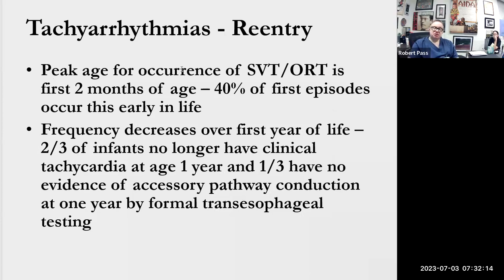The peak age of occurrence for SVT or ORT is the first 2 months of age. 40% of first episodes occur this early in life. And then over the first year of life, the frequency of tachycardia episodes will decrease. And by a year of age, 2/3 of infants will no longer have clinical tachycardia.